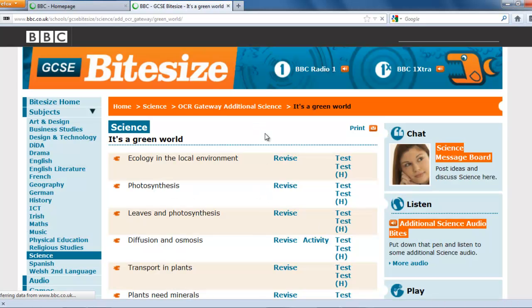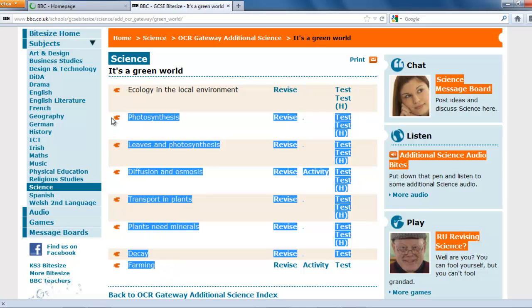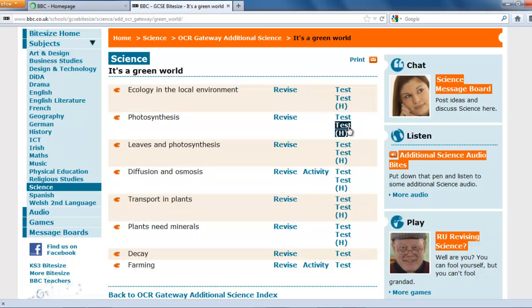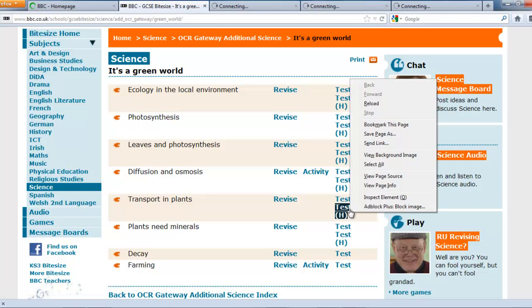Okay, it has loaded. Ecology and the local environment, photosynthesis, leaves and photosynthesis, diffusion and osmosis, transport in plants, plants need minerals, decay and farming. I reckon I can do all of that. I haven't done this before. Ecology and the local environment, that's pretty much from B1 to 3, I think. Okay, we'll just do all of these. We'll do the hard tests as well, just to make this interesting.